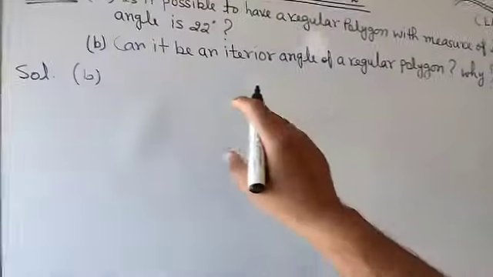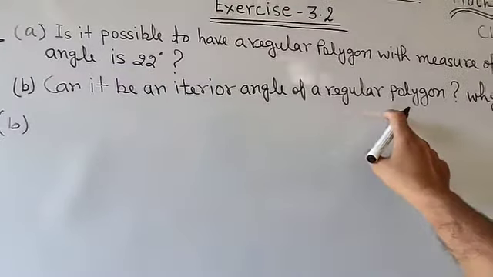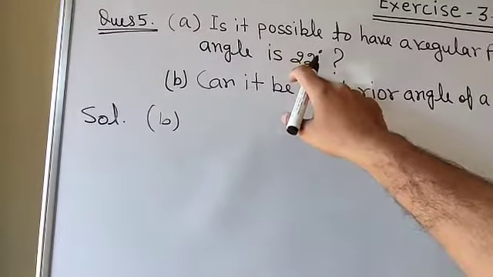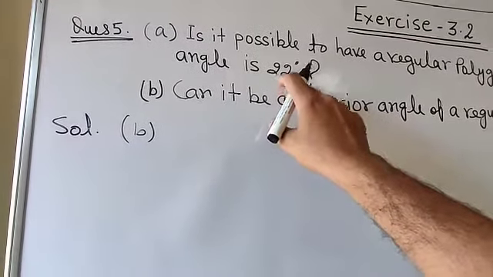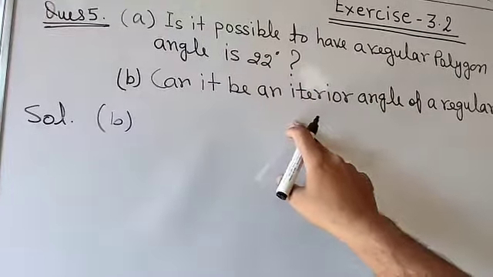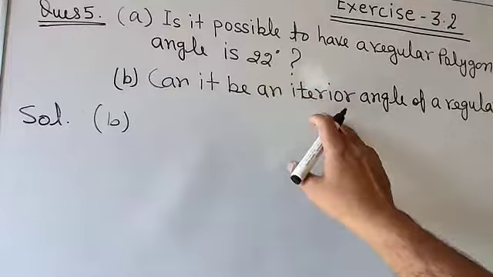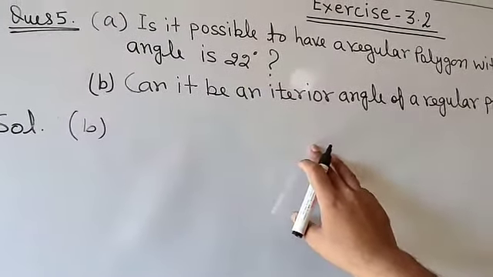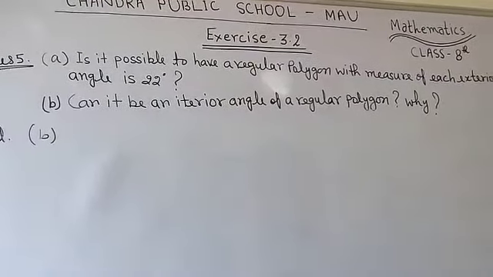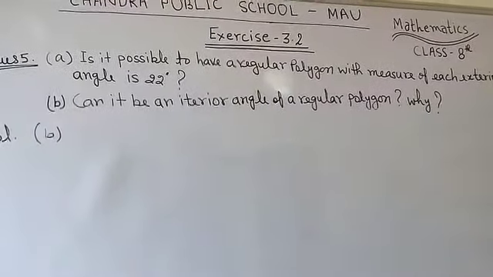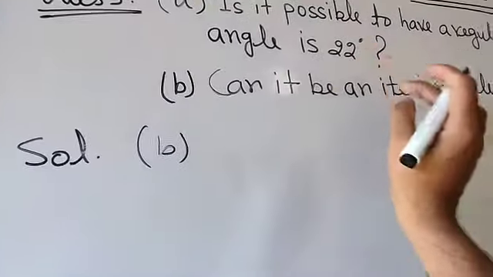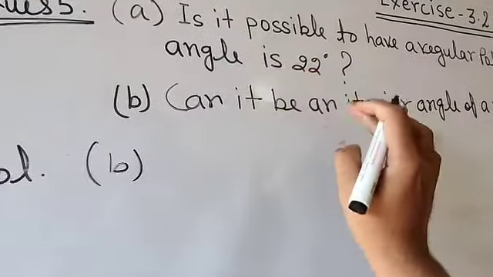Now students, the B part is given there. Can it be an interior angle of a regular polygon? Why? In the A part I checked that 22 degrees will not be the exterior angle of any regular polygon, but now you need to check for the interior angle. Can 22 degrees be the interior angle of any regular polygon? So how will you check? If you are able to get the exterior angle, then you can check it easily. Here the interior angle is given, so you need to check for that angle.